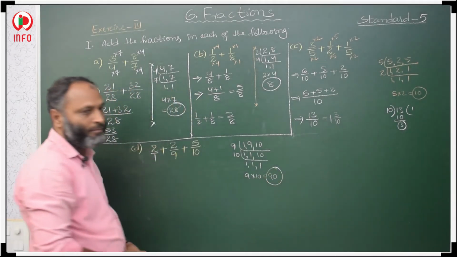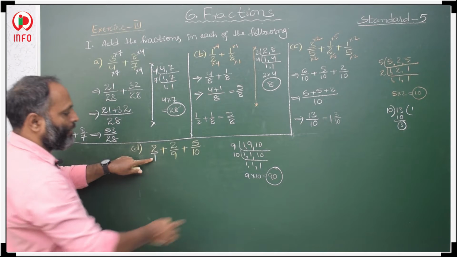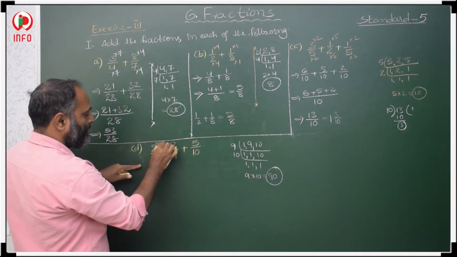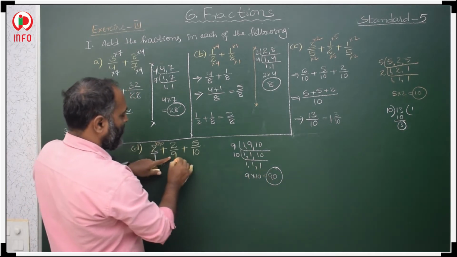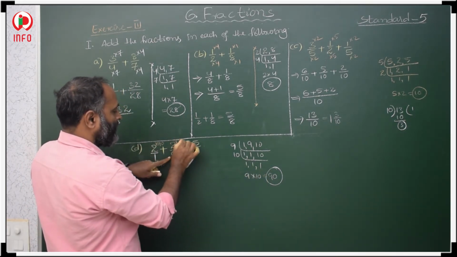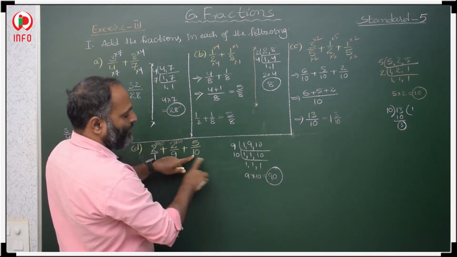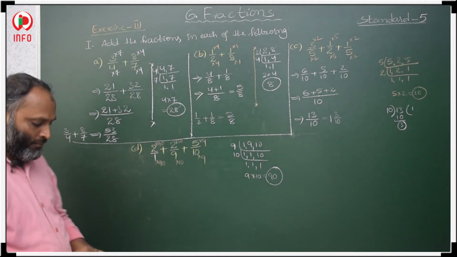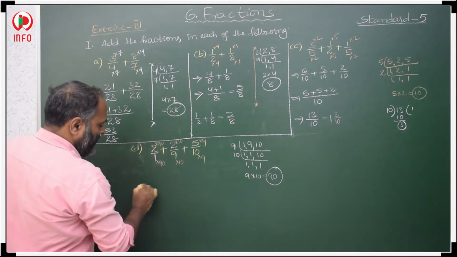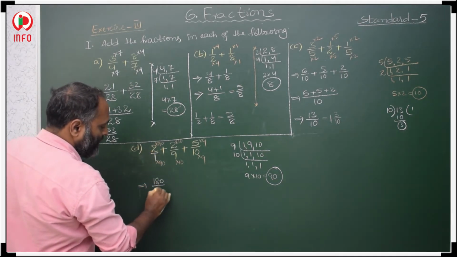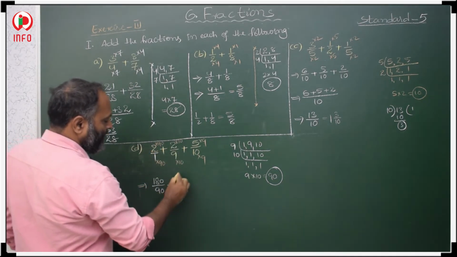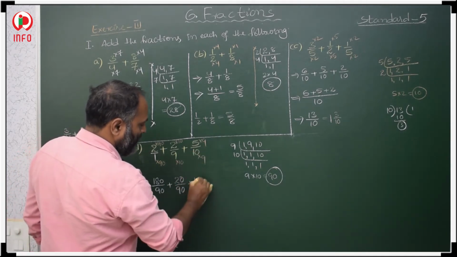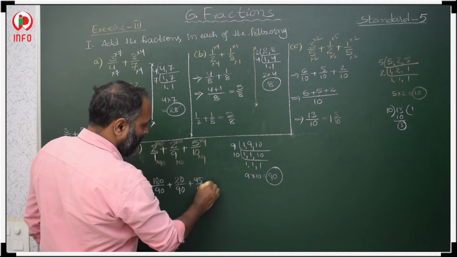90 is the LCM. In the first fraction's denominator, when you get 90, 1 nineties are 90, so multiply by 90. In the 9 table, when you get 90, 9 tens are 90, so multiply by 10. In the third fraction's denominator 10, when you get this 90, 10 nines are 90, so multiply by 9. 2 nineties are 180 by 1 nineties are 90, plus 2 tens are 20 by 9 tens are 90. 5 nines are 45 by 10 nines are 90.